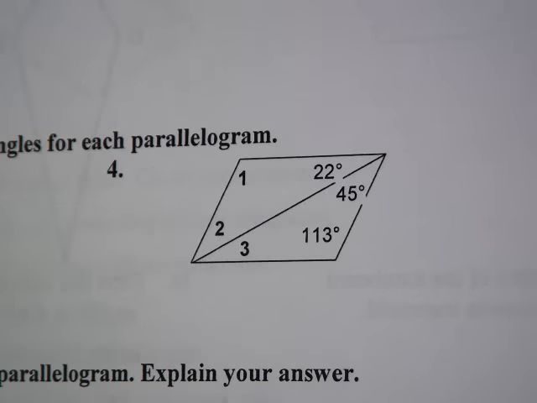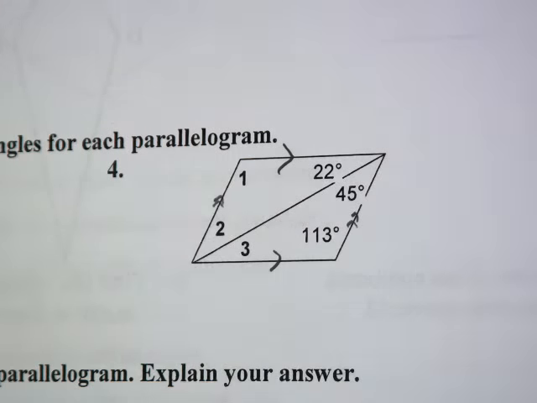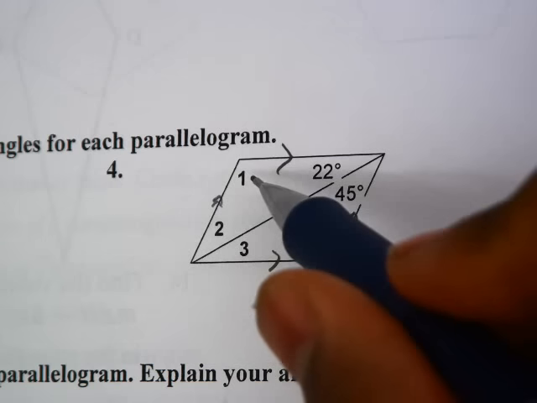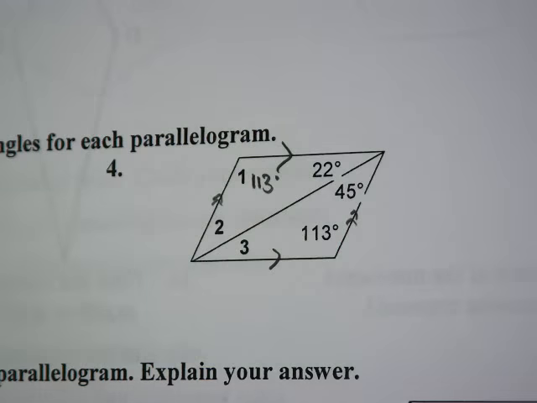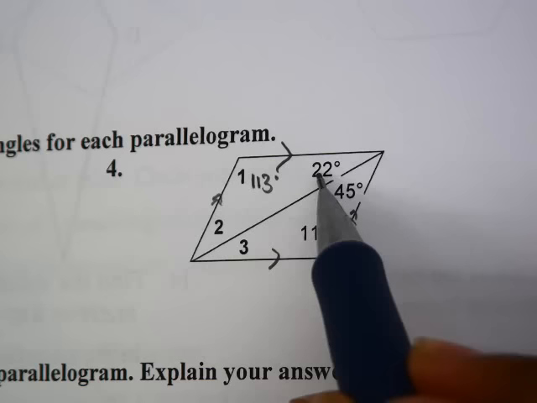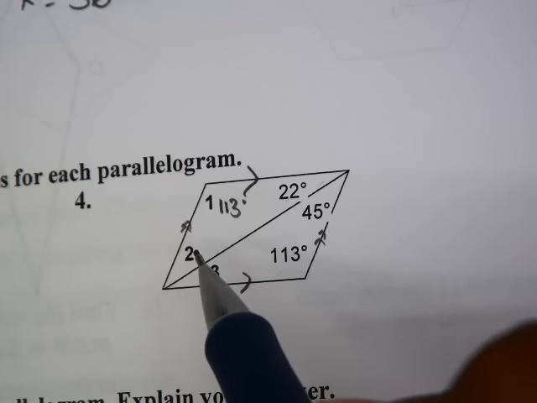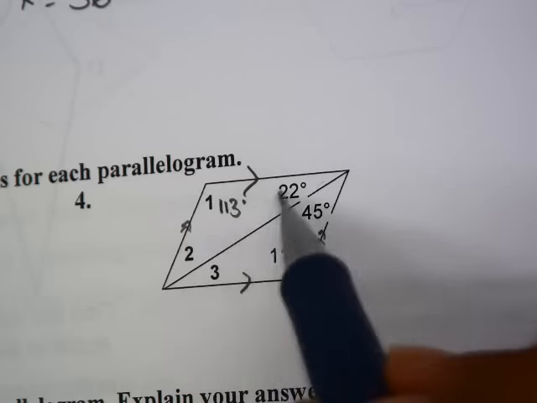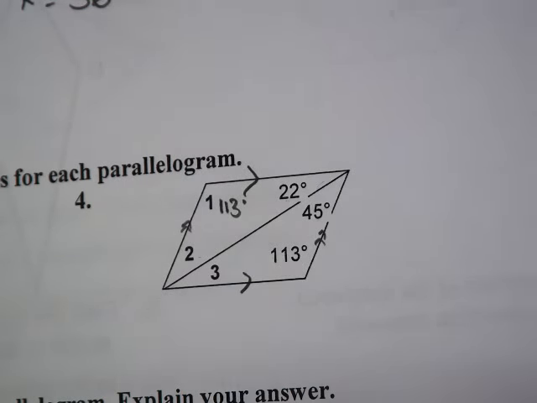Number 4 is very similar. Again, this is a parallelogram. Opposite sides are parallel. So I know that opposite angles should be equal to each other. So angle 1 has to be 113 degrees. A lot of people will think angle 2 is also 22 because this is 22. But that wouldn't make any sense because 22 plus 22 plus 113 is 157, and we all know triangles should be 180 degrees. So angle 2 is not 22.